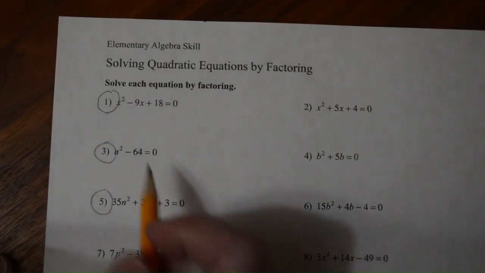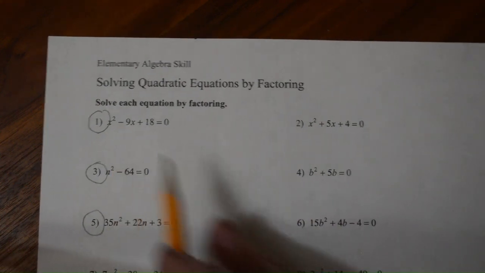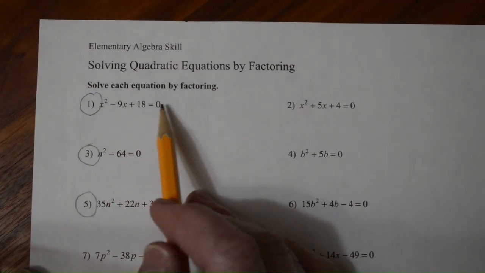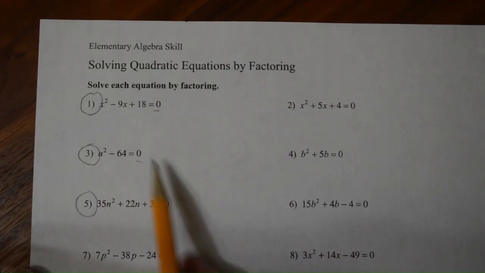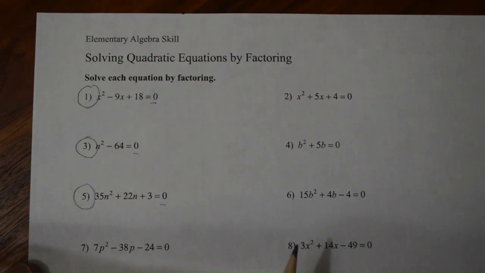All right, so the difference here between these, I would say these are of the easier type, even though they're not all easy general trinomial, they're of the easier type because they're all ready for us to factor and have set equal to 0.